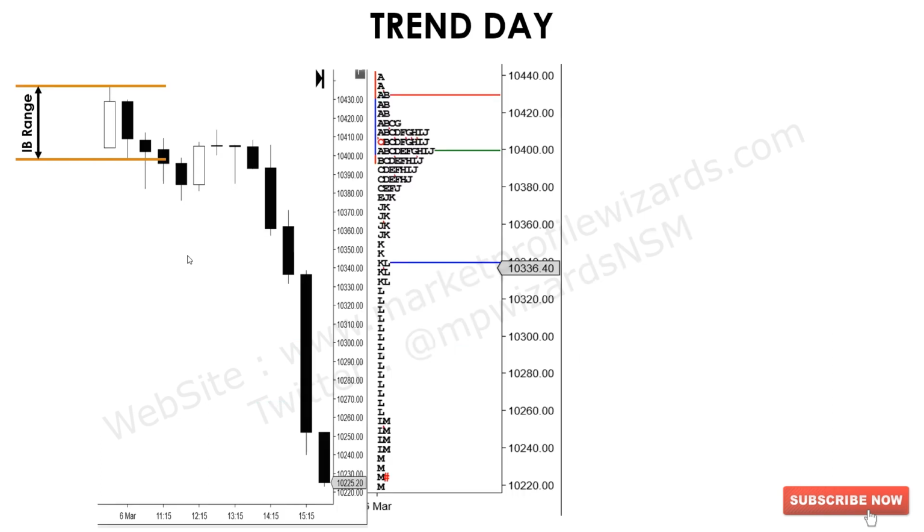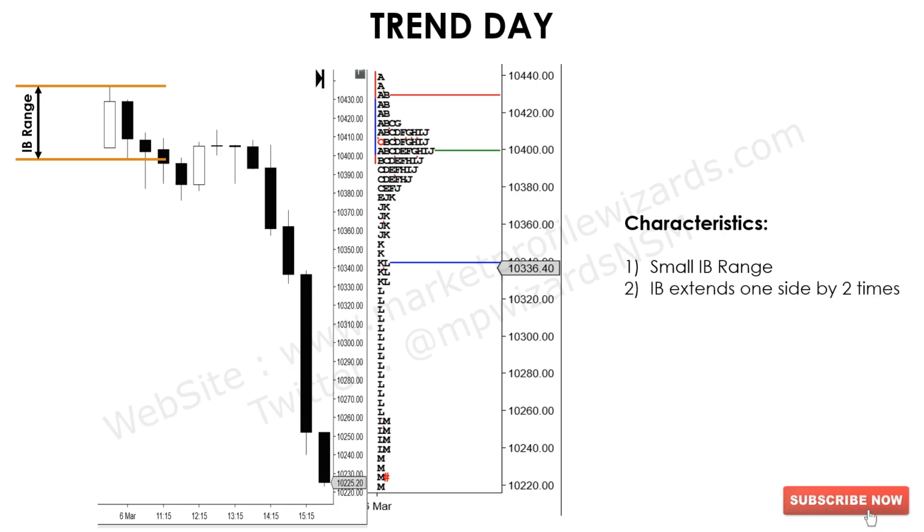Let's move on to the next important day structure, which is the trend day. We all love trend days because they move very well and there will be very good range extension, but we need to understand other factors also. Let's discuss the characteristics of the trend day. The first characteristic of the trend day is a small IB range. Whenever I see a small IB range, in that particular case I can expect a trend day.